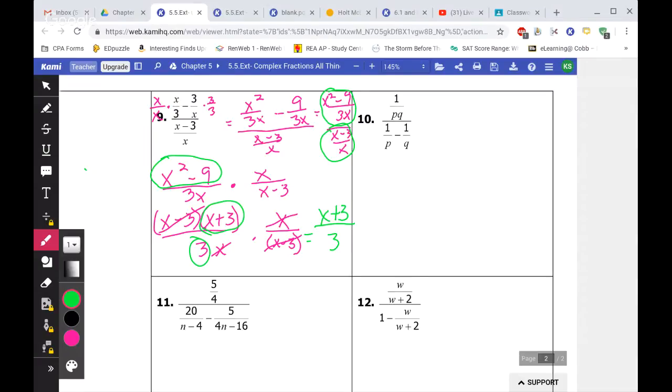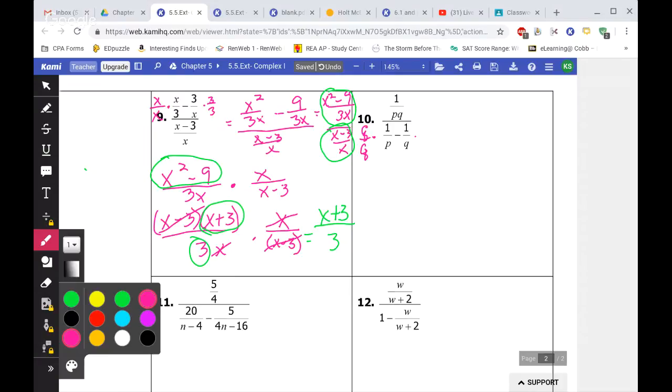Back to number 10. The numerator is a single fraction. The denominator is not. So you need to get a common denominator for the bottom so that you can get the numerator and the denominator to a single fraction, each. So here, with this 1 over p, we're missing a q. So we'll multiply this 1 over p times q over q.